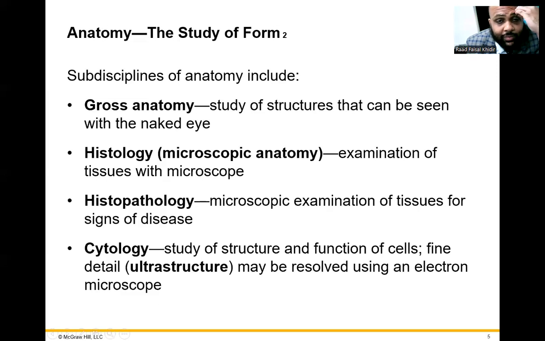Okay, subdisciplines of anatomy include gross anatomy, that is the study of the structures that can be seen with the naked eye. Then there's histology, and that's the microscopic anatomy where we examine the tissue. So they went on from thinking that anatomy is a holistic field where we look at the general body structure.